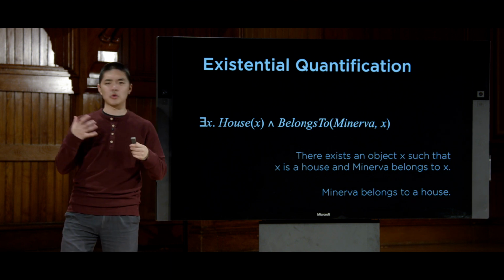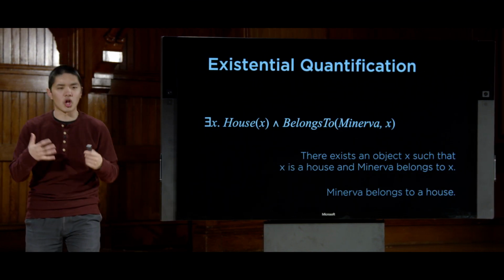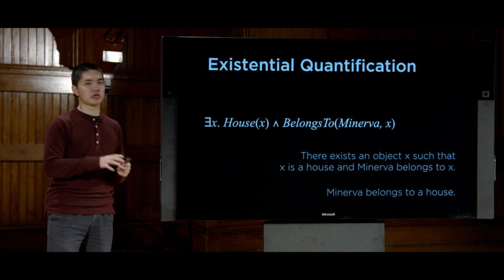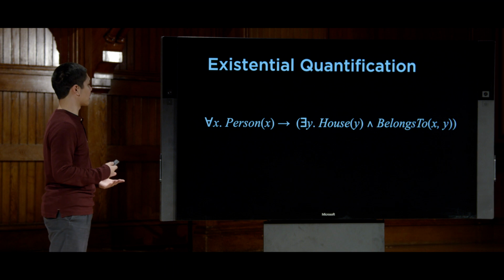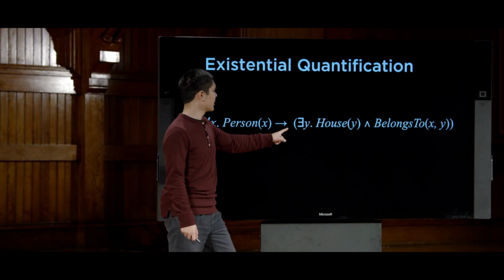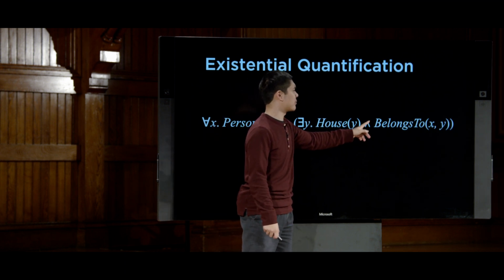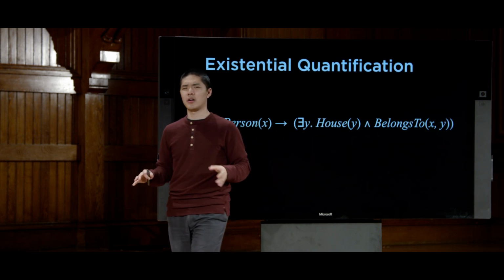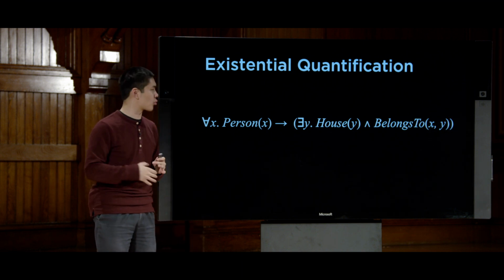And combining this universal and existential quantification, we can create far more sophisticated logical statements than we were able to using just propositional logic. I could combine these to say something like this: for all x, Person(x) implies there exists a y such that House(y) and BelongsTo(x, y). All right, so a lot of stuff going on there, a lot of symbols. Let's try and parse it out and just understand what it's saying.